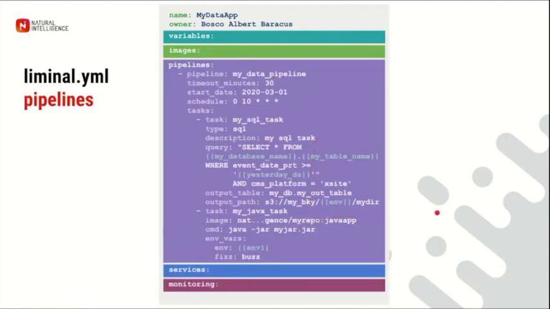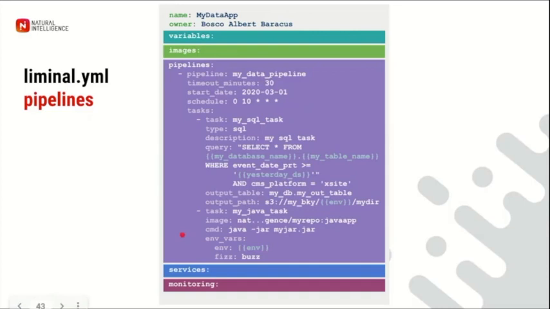The next section has to do with pipelines, where we define scheduled data pipelines, which are a set of tasks to be run sequentially. So for example, here we can see a pipeline with a certain allotted amount of time that it can run for before we cut it off. We have a start date, a schedule when this pipeline should be executed. This is a cron expression.